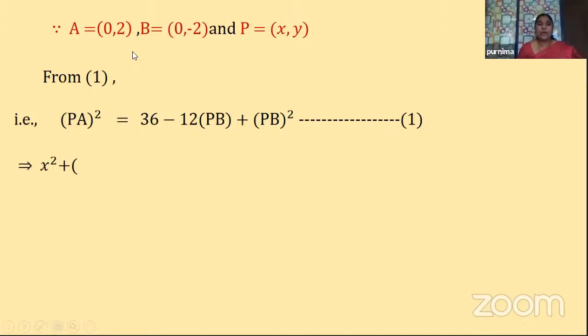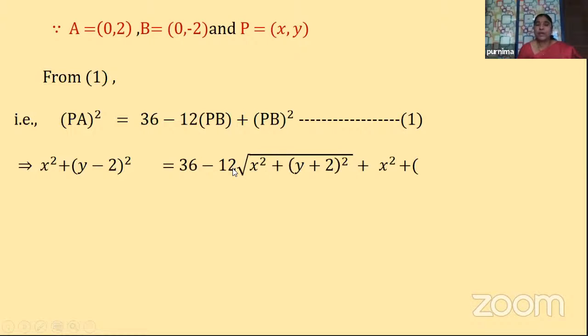Now here, PA square means what? x minus 0, so x minus 0 is x only. So x square plus (y minus y1), that is y1 is 2 here, so (y minus 2) whole square, which is equal to 36 minus 12 into PB. PB means what? Here there is no square, so we get a square root. Square root of x square plus (y minus of minus 2), sorry, y minus of minus 2 is plus 2, so (y plus 2) whole square, plus PB square. Again square is there, so square and square root get cancelled. So we are not getting any square root here. That is x square plus (y plus 2) whole square.